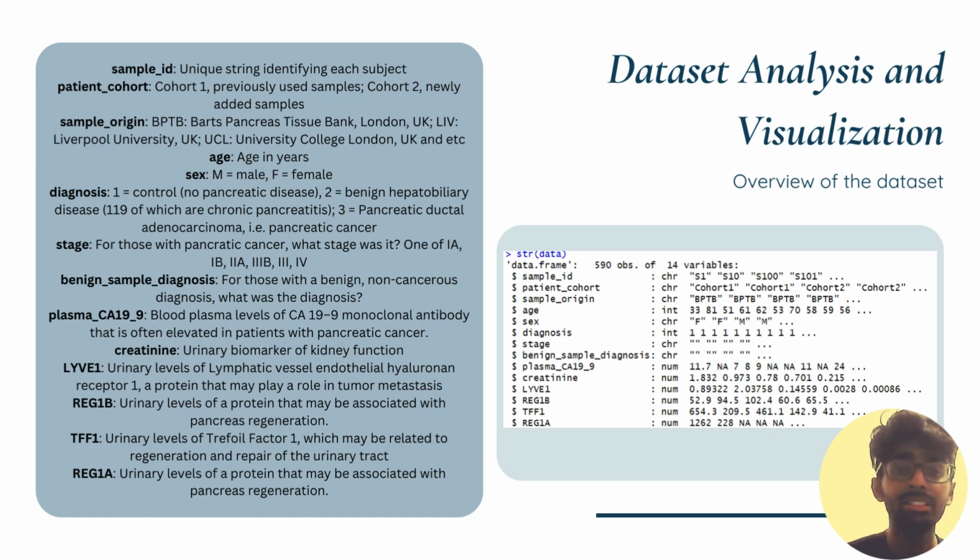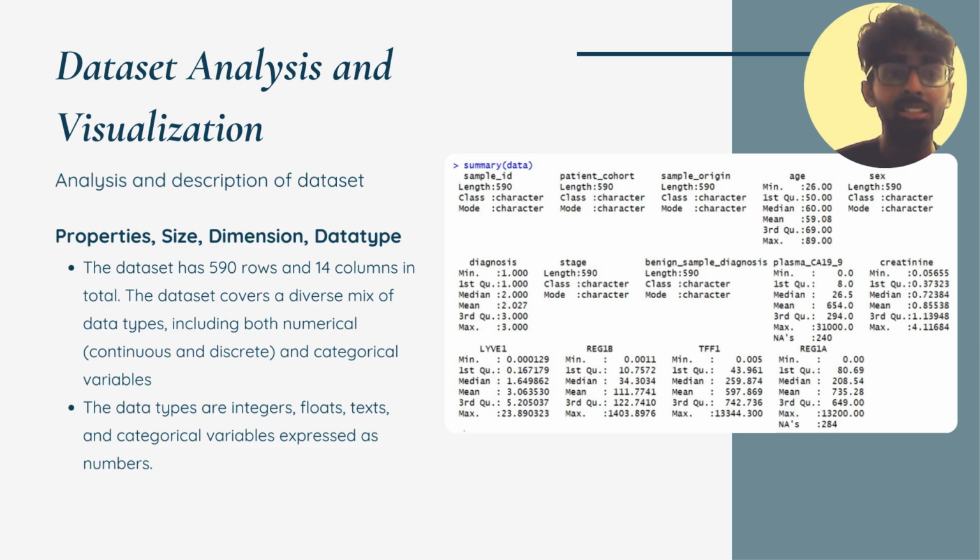And as we can see, we can see the overview of the dataset here. This is the example. Next, we have the analysis and description of the dataset. The dataset has over 590 rows and 14 columns in total. The dataset covers a diverse mix of data types, including both numerical, which are continuous and discrete, and also categorical variables. The data types are also integers, floats, text, and also categorical variables expressed as numbers. We can see the summary of the data here.